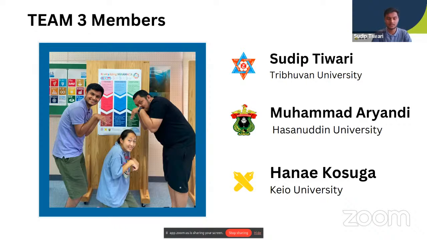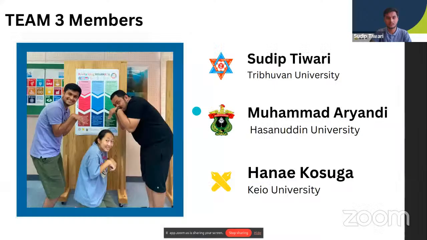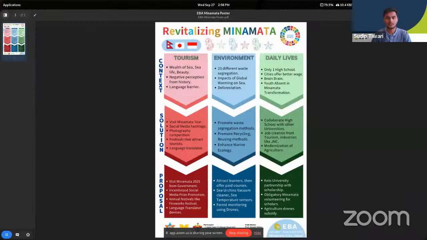Moving on, I'd like to switch to our poster. Is the poster visible? Yes, it's visible now. Okay, thank you. So our poster was targeted to answer the first question, that is, in the digital era, how we can revitalize Minamata, and we proposed 3 solutions based on tourism, environment, and daily lives.